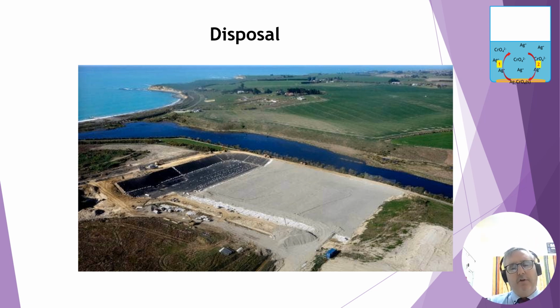Notice that the landfill sits adjacent, right next to a river, and the river is about to flow into the sea. So the potential here is that these metals that are in these batteries, and from many other things that are disposed, may leak or leach into the water that's beside it. And this might be washed out to sea.